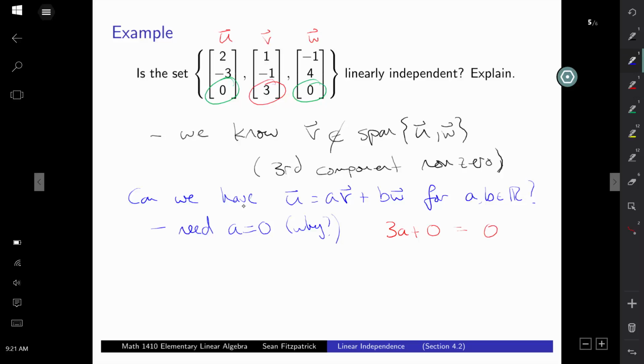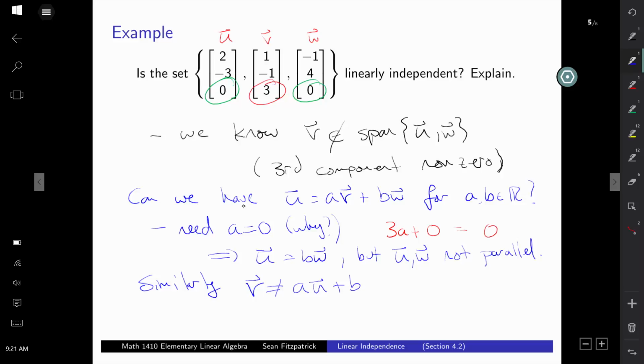But if a is equal to 0, that would just give me u equals b times w, and so that would mean that u is a scalar multiple of w. That would mean that u and w have to be parallel, and we can see by inspection that these guys are not parallel. And a similar argument would establish that you cannot write v as, say, a times u plus b times w.